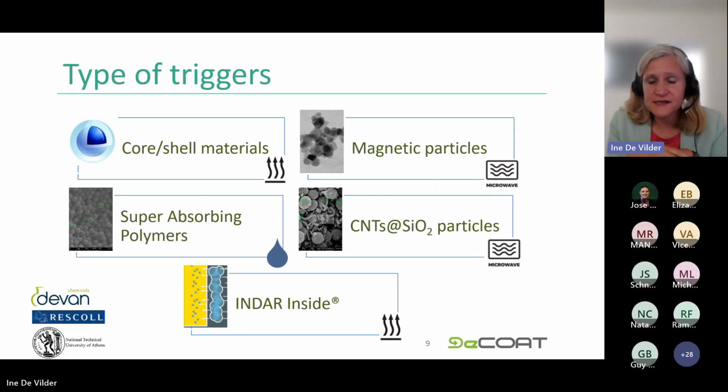If you look at the type of triggers that have been developed in the project, we have several types. We have core shell materials which need heat upon triggering. We have superabsorbing polymers which need moisture to be triggered. We have magnetic particles and carbon nanotube-based particles which will need a microwave to be triggered. And then we have the Indar Inside technology from Rescoll, based on blowing agents, which also needs heat to be triggered.